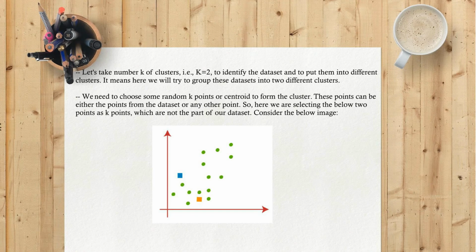We need to choose some random K points, or centroid to form the cluster. These points can be either the points from the dataset or any other point. So, here we are selecting the below 2 points as K points, which are not the part of our dataset. Consider the below image.